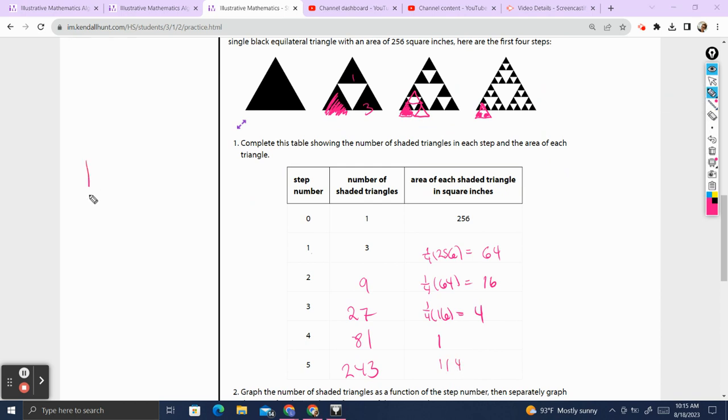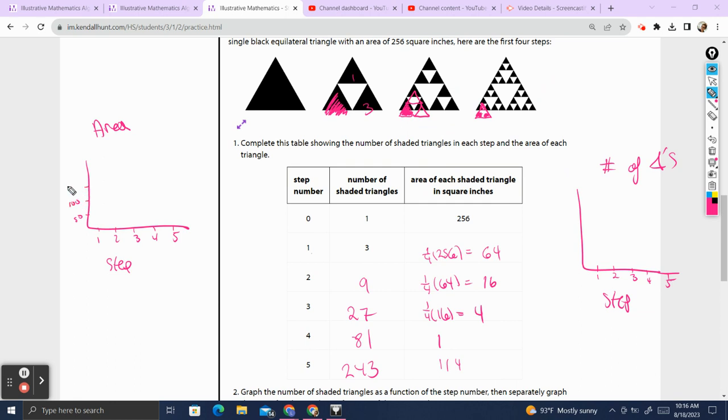We're doing 2 different things. Here, we want the area over step number. And then over here, we're going to have the number of triangles over step number. We went over 5 steps, so it's 1, 2, 3, 4, 5. And here again, 1, 2, 3, 4, 5. The area ranges from 256 to 1/4, so I'm just going to count by 50s because otherwise I'm going to be counting forever.